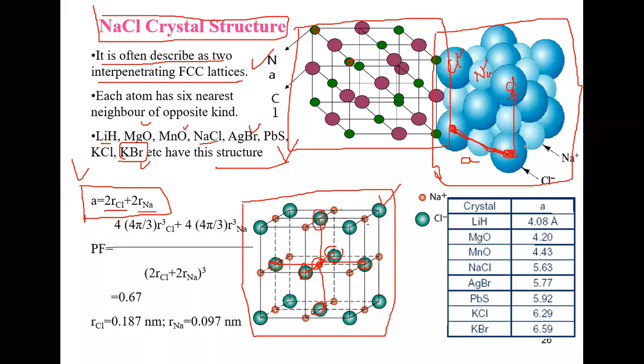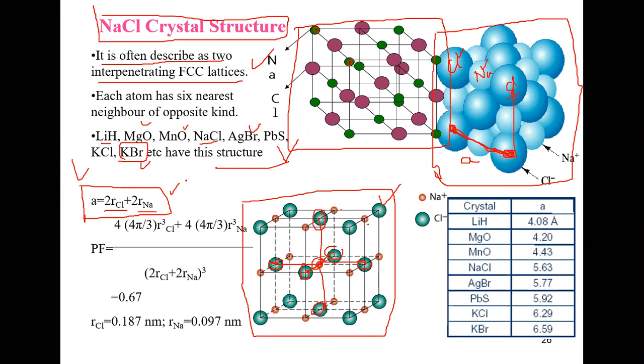Instead of sodium chloride, if I ask you to write an expression for the lattice parameter for potassium bromide, it will be a equals 2 R potassium plus 2 R bromine.